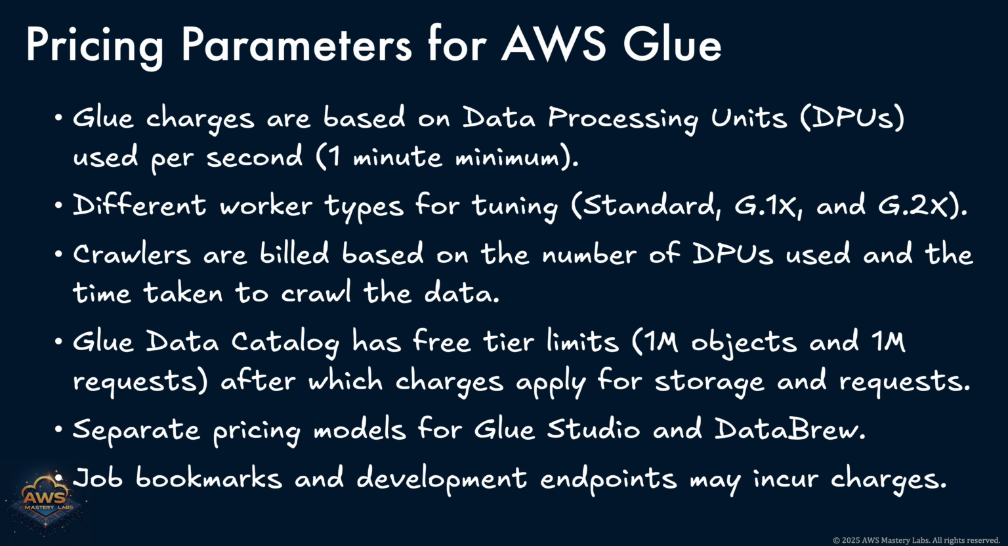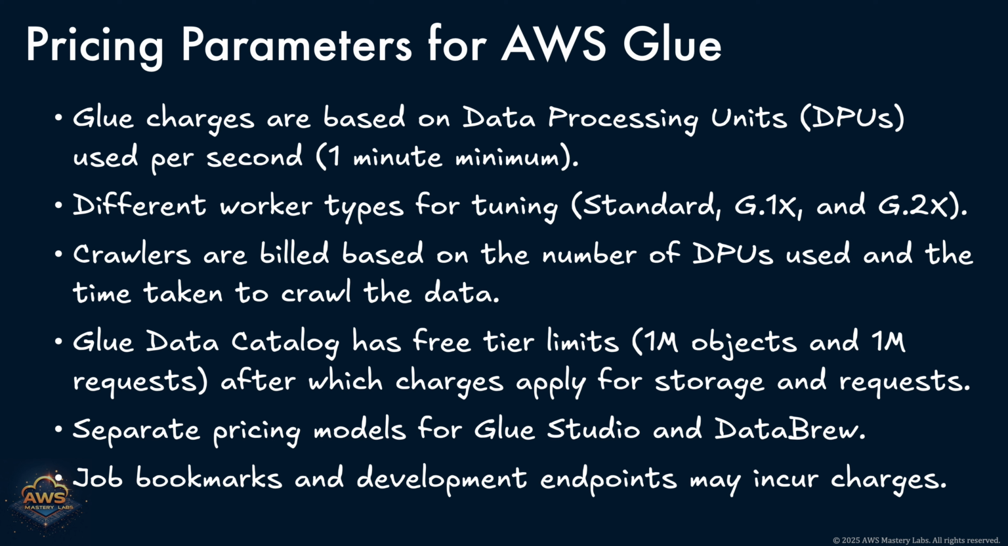To help you better align costs with performance, Glue supports different worker types. These options let you tailor compute and memory resources based on the size and complexity of your jobs, so you're not overpaying for unused capacity. Glue crawlers, used for schema discovery and metadata extraction, are billed separately, based on the number of DPUs used and the total crawl duration. This means frequent, broad crawls can add up, making it essential to scope them efficiently.